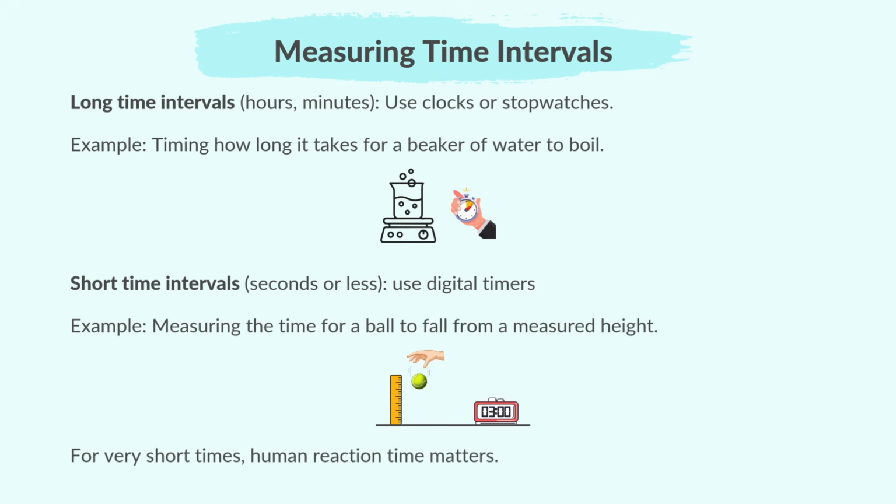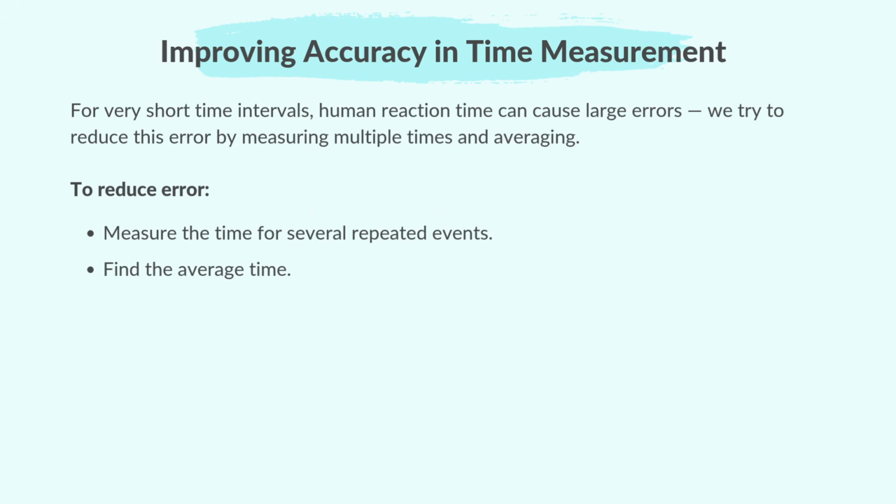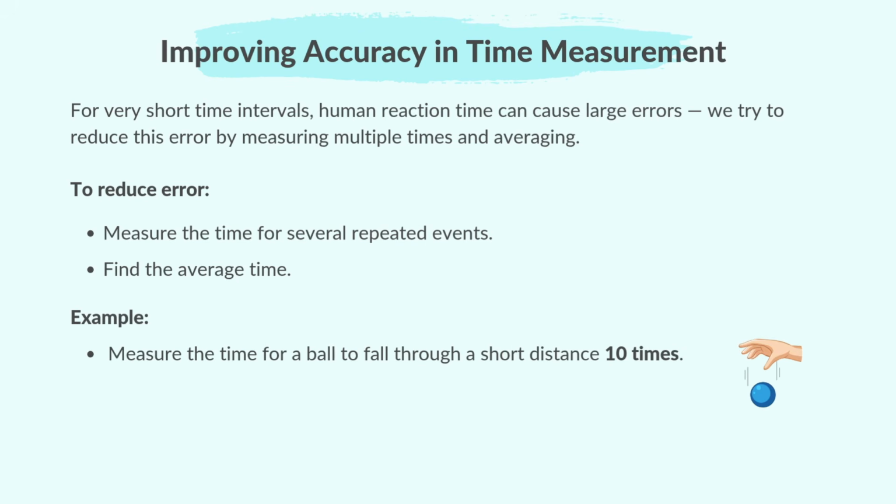For very short times, human reaction time matters. For very short time intervals, human reaction time can cause large errors. We try to reduce this error by measuring multiple times and averaging. To reduce error, measure the time for several repeated events. Find the average time. Example: measure the time for a ball to fall through a short distance 10 times. Average time equals total time divided by 10.